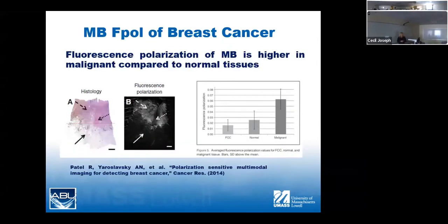When I started at UMass Lowell, the first project was looking at fluorescence polarization of methylene blue in breast cancers. And Rakesh Patel was one of my first students, and he acquired beautiful images showing that fluorescence polarization of cancer is indeed increased. But there were a lot of questions as to whether we really look at fluorescence polarization or it is the signal that is modulated by the optical properties of tissue.